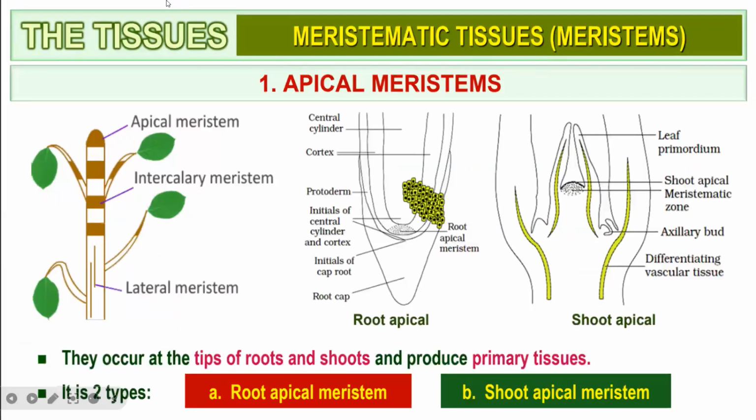Next is apical meristem. They occur at the tips of roots and shoots and produce primary tissues. Okay, they will produce the first primary tissue. So apical meristem is of two types: root apical meristem and shoot apical meristem. So write that: root apical meristem and shoot apical meristem. You can write it near the apical meristem.